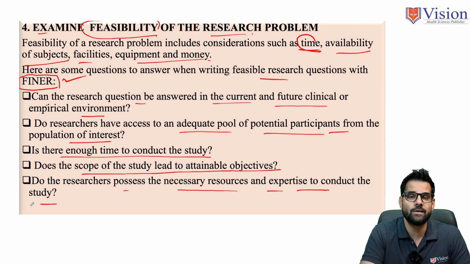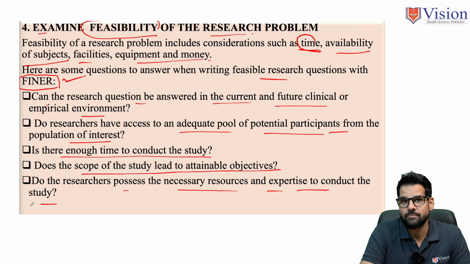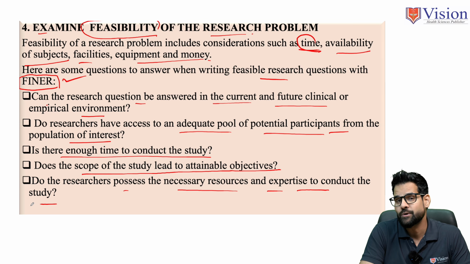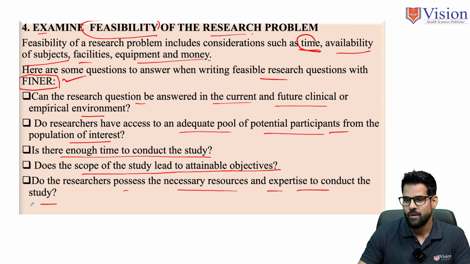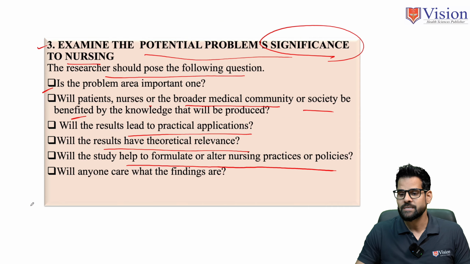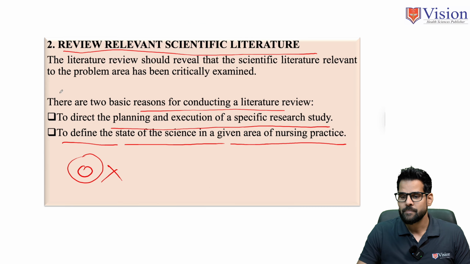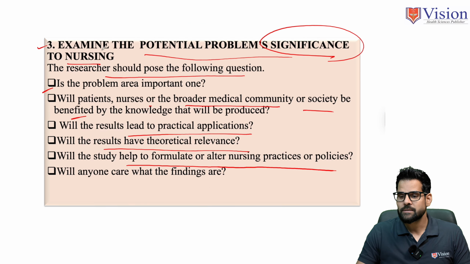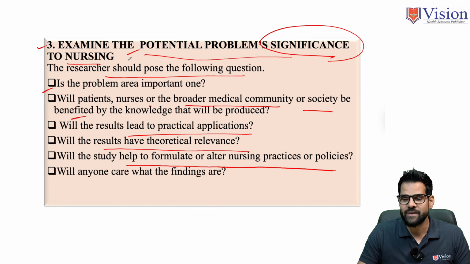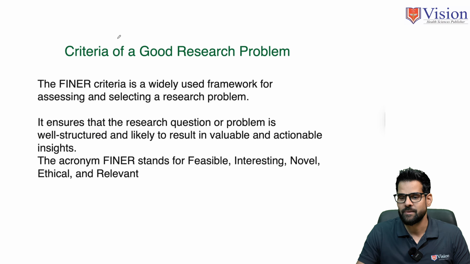Especially in the context of students, we often avoid giving them research that requires more expertise. Even though your supervisor or guide in your college would have that expertise, that is still one important point you need to consider. So these are the important considerations while formulating the research problem. One is define the specific area. Second is review of literature. Third is examine the potential problem significance. And fourth is examine the feasibility.